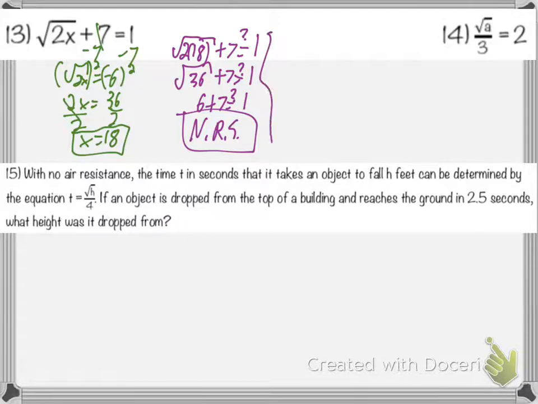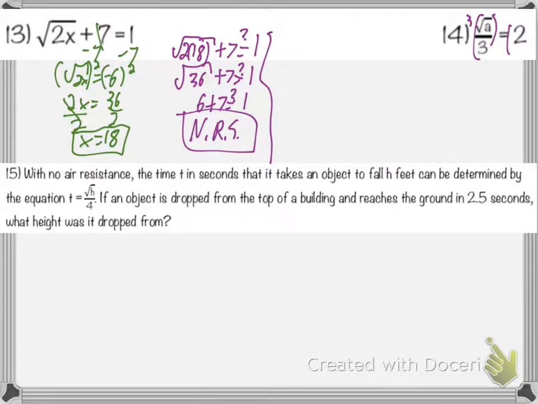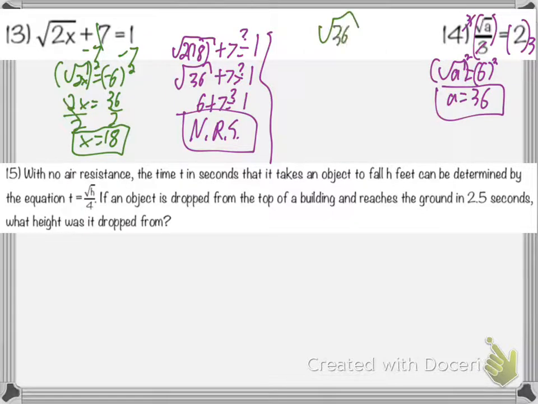Go on to number 14 here. We have to multiply by 3, or a 3 over 1 if you prefer, on both sides. Get square root of a is equal to 6. Square both sides, and a is 36. Double check. Square root of 36 over 3 equals 2. Well, square root of 36 is 6. 6 over 3. You betcha that equals 2. That one works out. Now I have a word problem here, so let's practice this word problem.